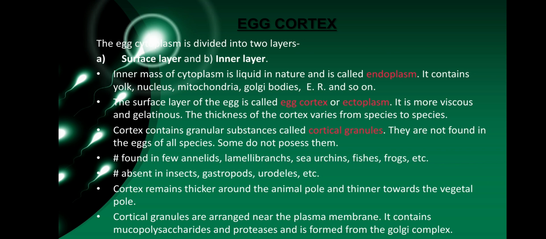Cortex contains granular substances called cortical granules. They are not found in the eggs of all species. Some do not possess them. They are especially found in a few annelids, lamellibranchs, sea urchins, fishes, frogs, etc. And they are absent in insects, gastropods, urodeles, etc. So, the cortex remains thicker around the animal pole and thinner towards the vegetal pole. The cortical granules, small rounded substances, are arranged near the plasma membrane of the egg, and they contain mucopolysaccharides and proteases, and are formed from the Golgi complex or Golgi bodies.